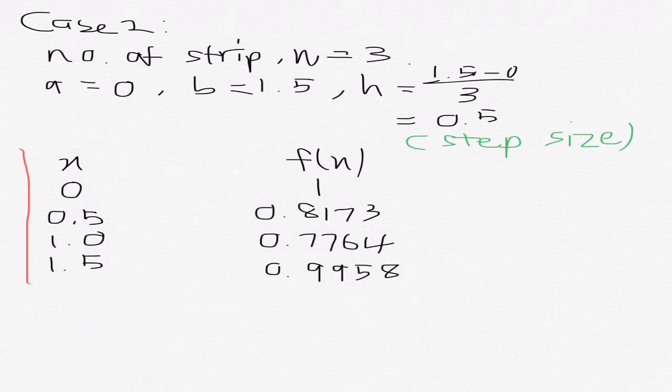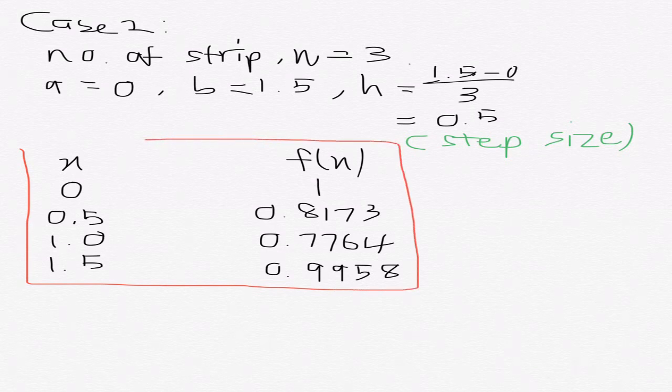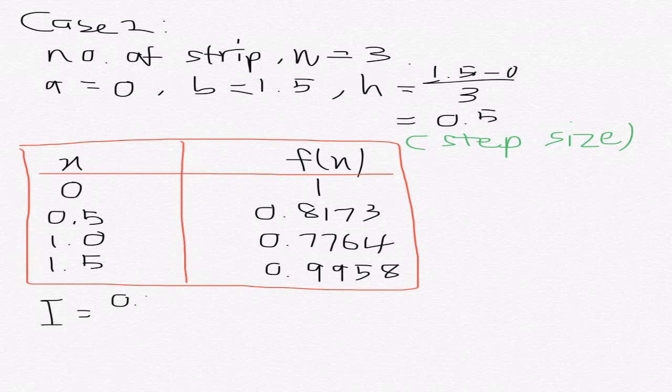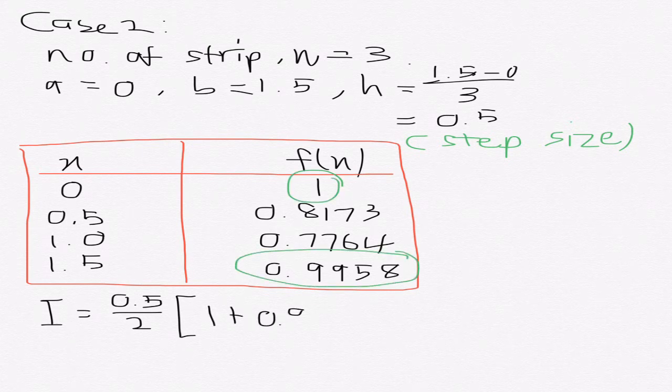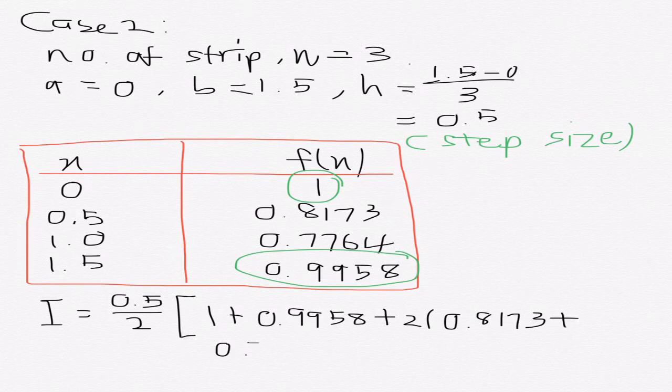We do the same thing, substituting the x values into the function f(x). So these are the values. Now we proceed to substitution and we get the approximate value. The answer we will get is 1.2958. It is close to the approximate value. Okay, never mind, we proceed to case 3.